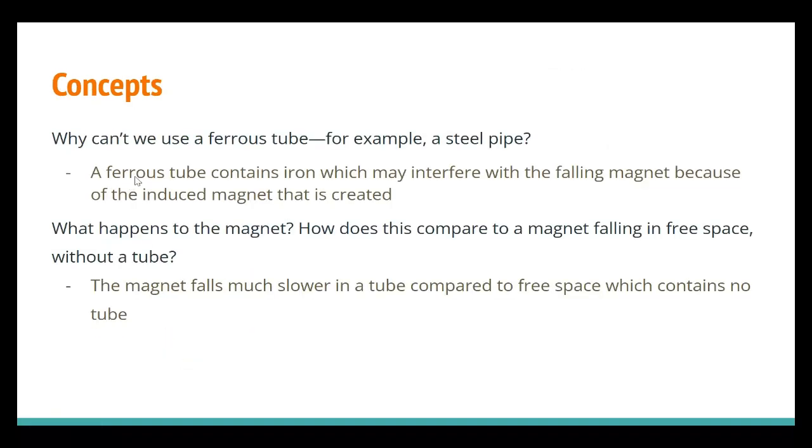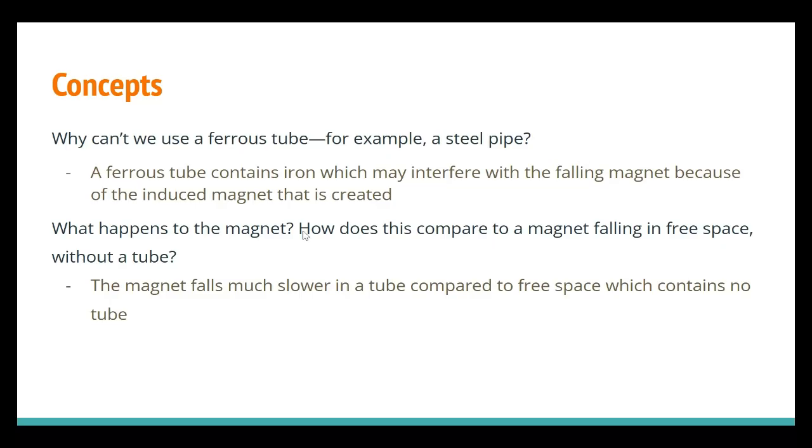Some checkpoints we went through in the lab: why can't we use a ferrous tube, for example, a steel pipe? A ferrous tube contains iron, which may interfere with the falling magnet because of the induced magnet that is created. So the magnet might stick to the side of it rather than falling all the way down.